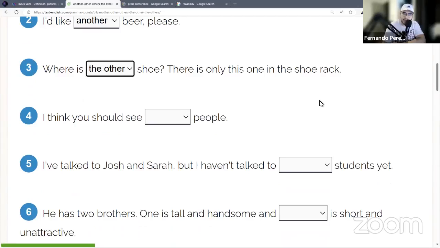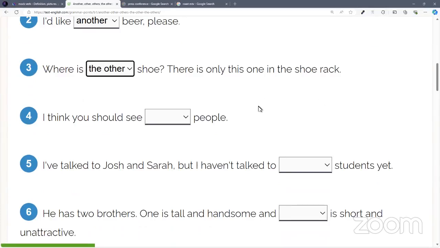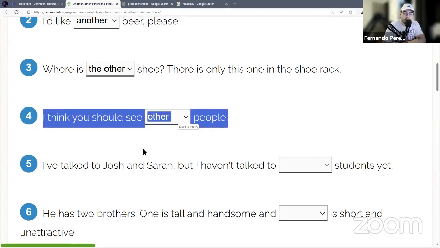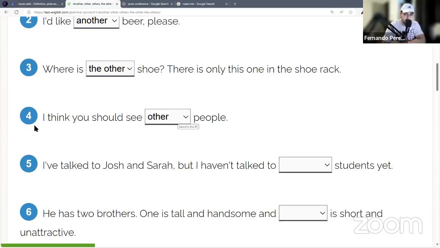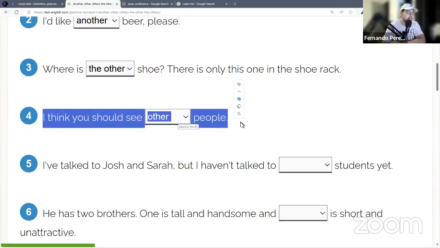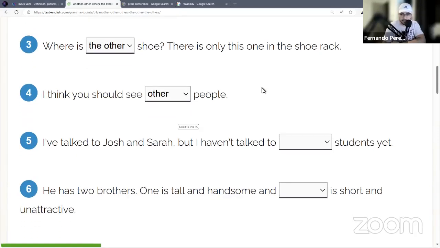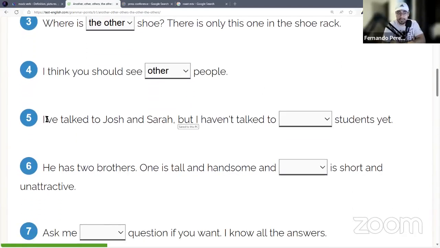The next one. Rocks. I think you should see other people. Exactly. Other people. Situational, guys. This sentence happens when a couple is breaking up. You know? I think you should see other people. Oh, that's a romantic situation. Anti-romantic situation. Okay, situational. Remember that we need to understand phrases and sentences by situations.